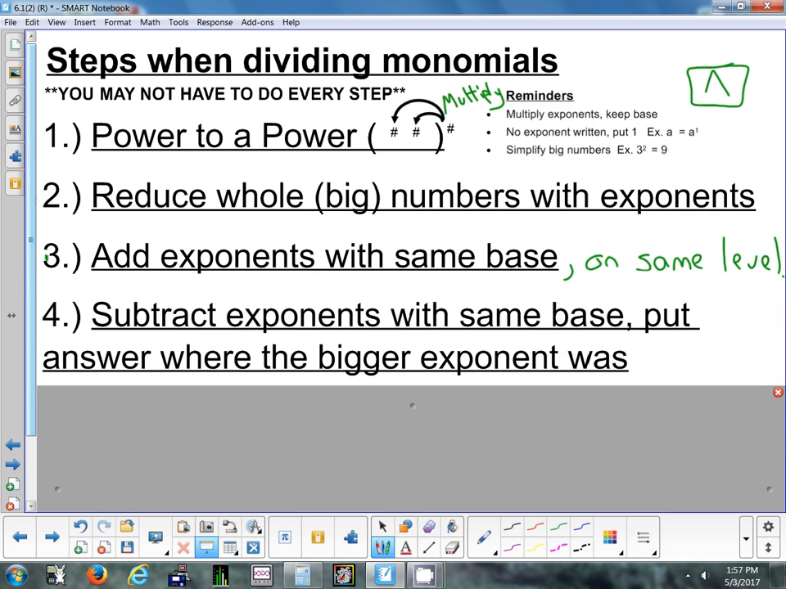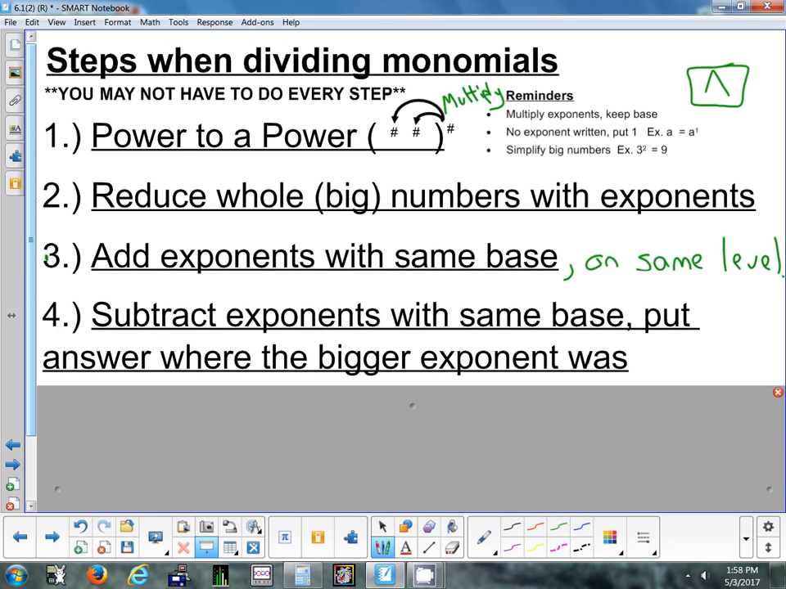This is what we're covering today. We're going to subtract exponents with the same base. Put the answer where the bigger exponent was. Now remember, they're going to be on different levels. In order to be able to subtract them, the same bases have to be on different levels. They're not going to be on the same level.